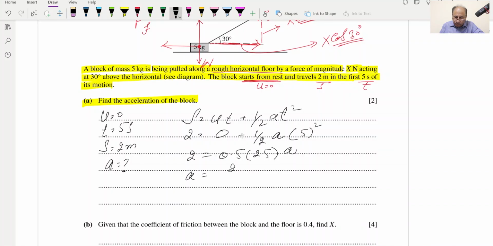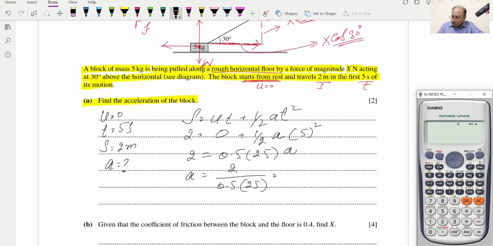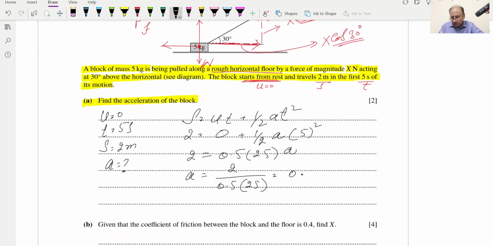So a will be equal to 2 over 0.5 multiplied by 25, and this is equal to 0.16 meter per second squared. This will be the acceleration which we're supposed to find.